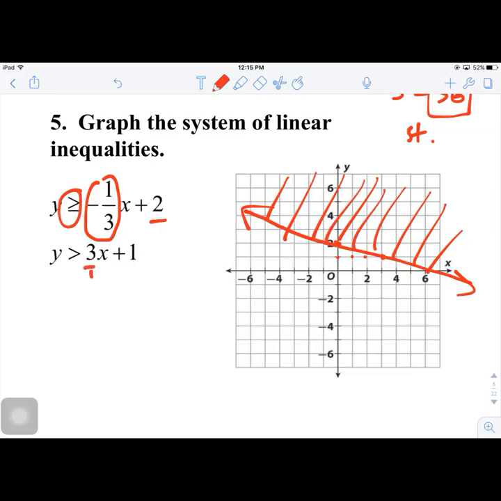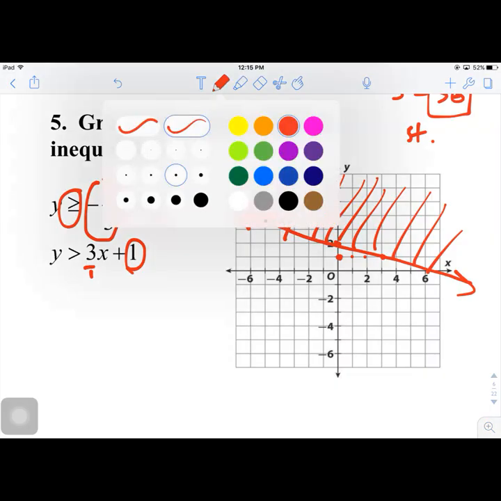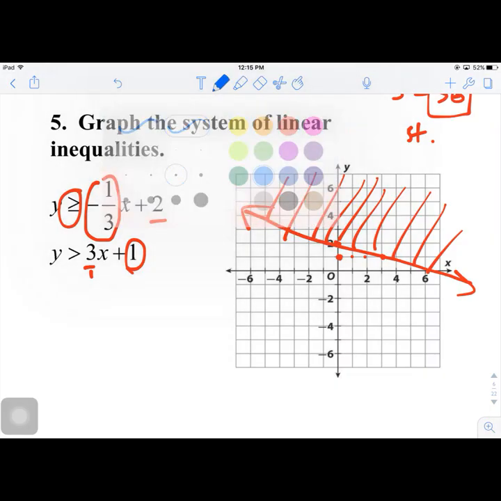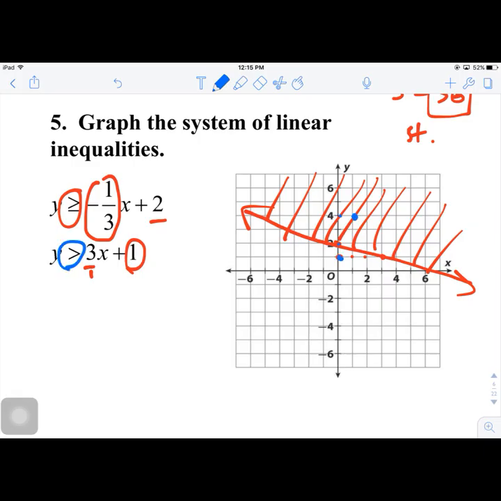Second one, same method. We're going to start with the y-intercept of 1, and then we're going to use the slope, which is 3 over 1. So we're going to go up 1, 2, 3 over 1. And this line should be dotted because there is no equal sign. So we're going to draw a dotted line underneath.